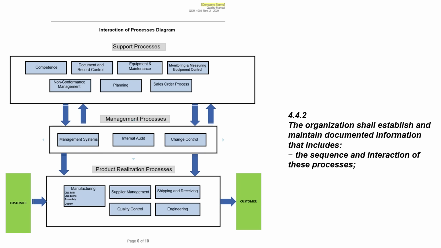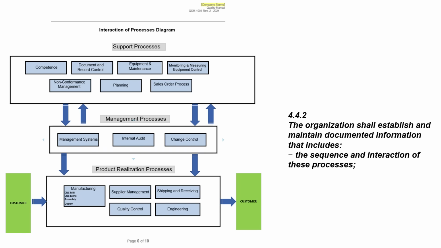If you remember in the previous slide, we talked about the main processes and we broke them down into sub processes, which were procedures that support those main processes. So what we have here is a diagram. It's an interaction of process diagram. It shows how all the processes that make up the quality management system interact with one another.